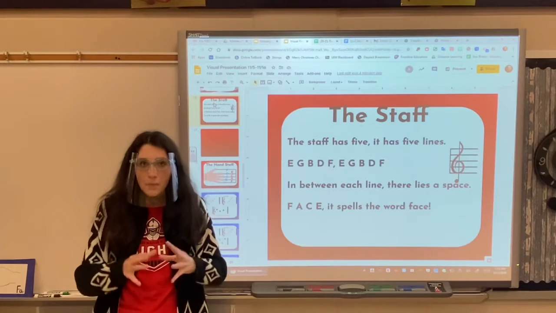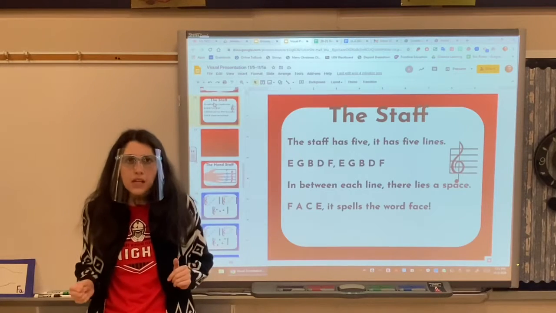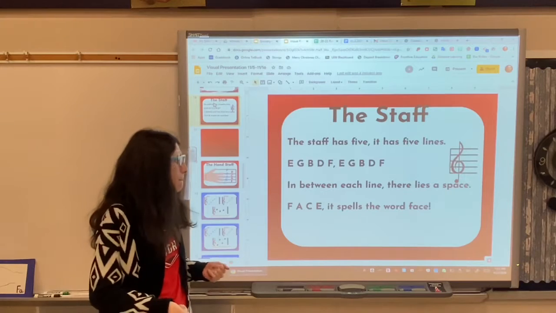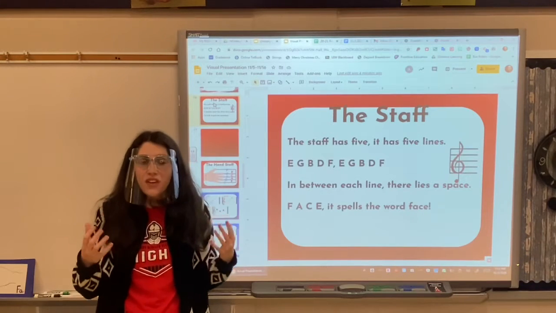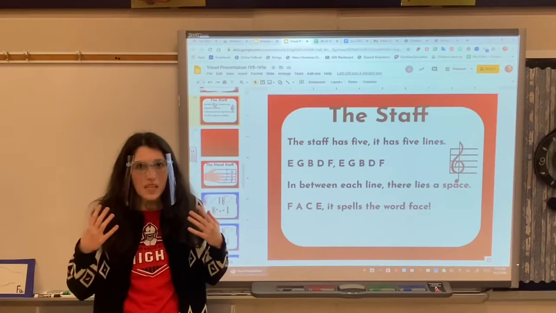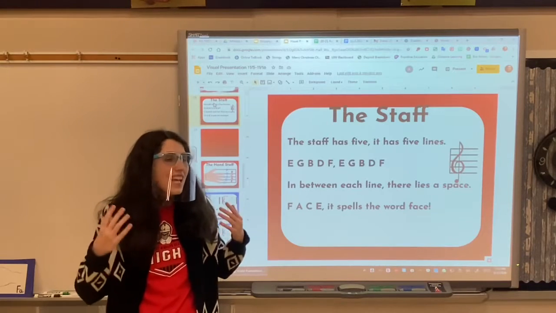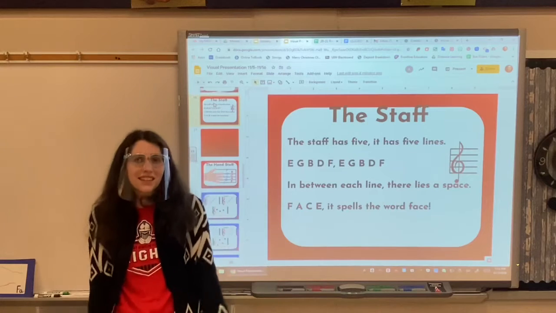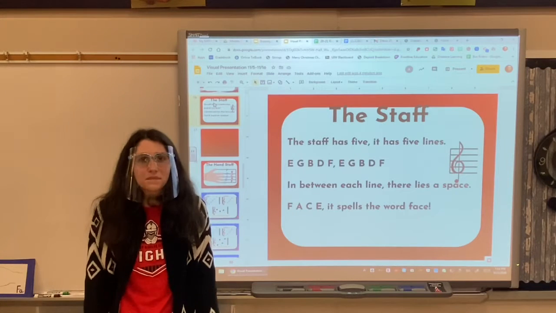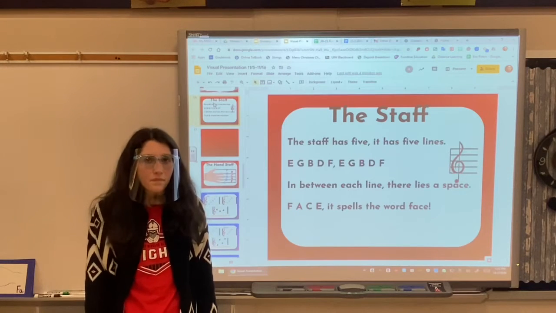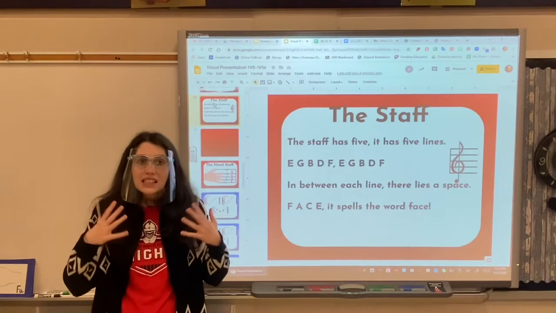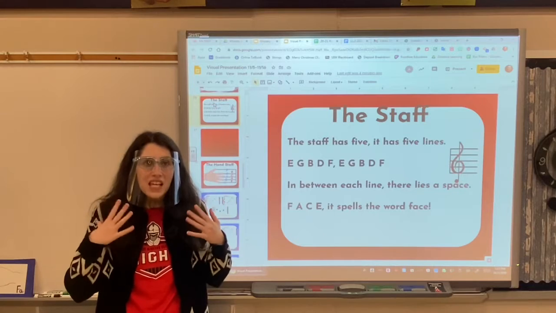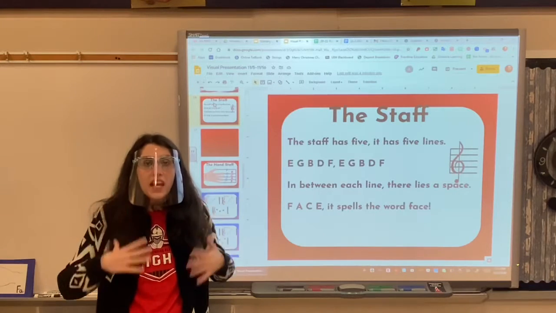Now we're going to break it up into chunks just to help jog our memory. So repeat after me. The staff has 5, it has 5 lines. E, G, B, D, F, E, G, B, D, F. F-A-C-E, it spells the word face.